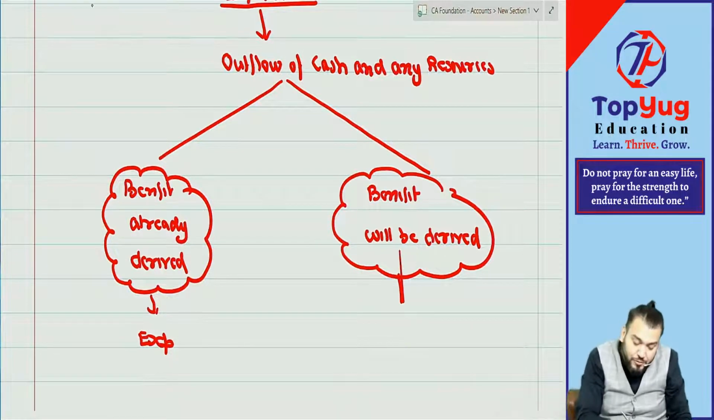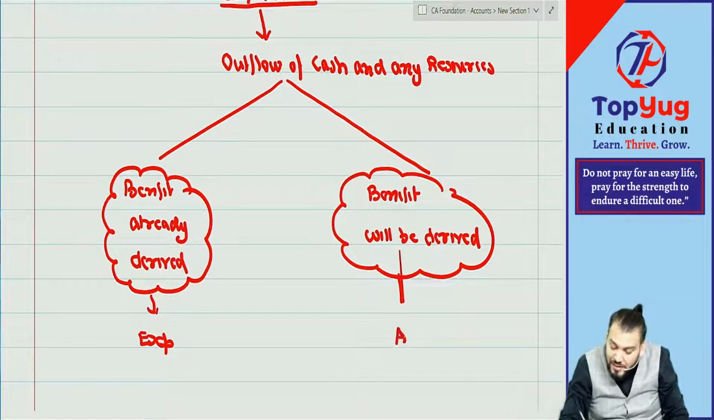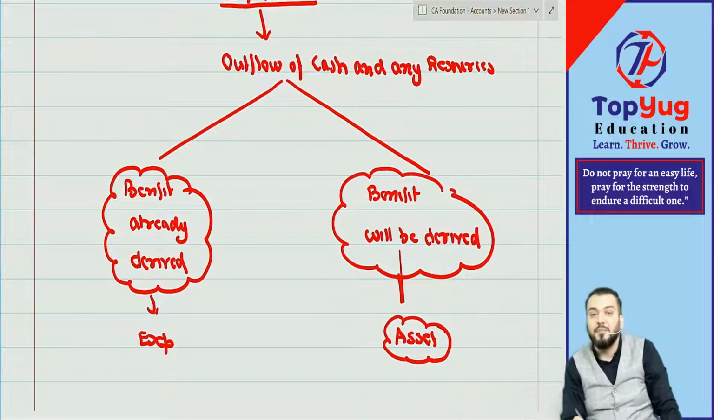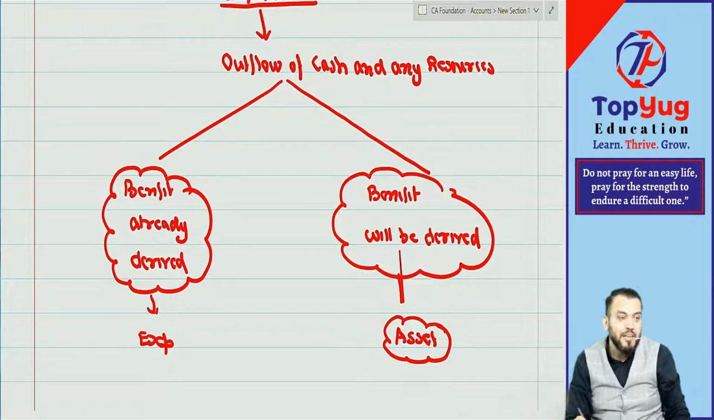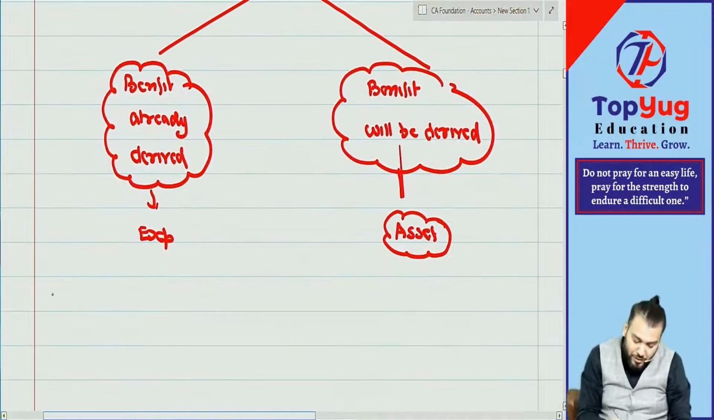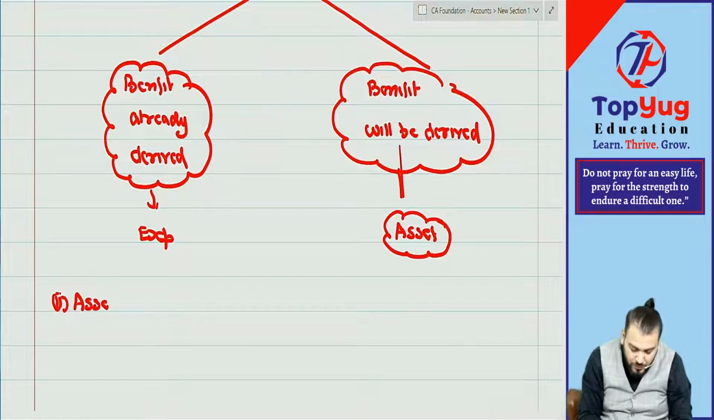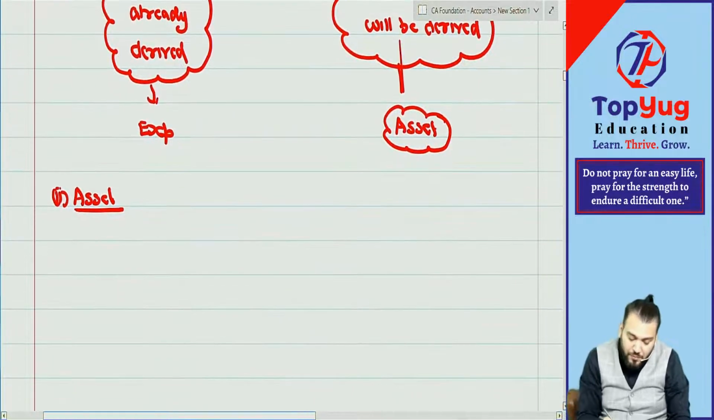Have you understood when to classify an expenditure as an expense? You need to find out whether benefit is derived; if so, it becomes an expense. If benefit is not derived, it is an asset. So now write down the meaning of asset. Point number 2. Now asset will be defined in two ways.